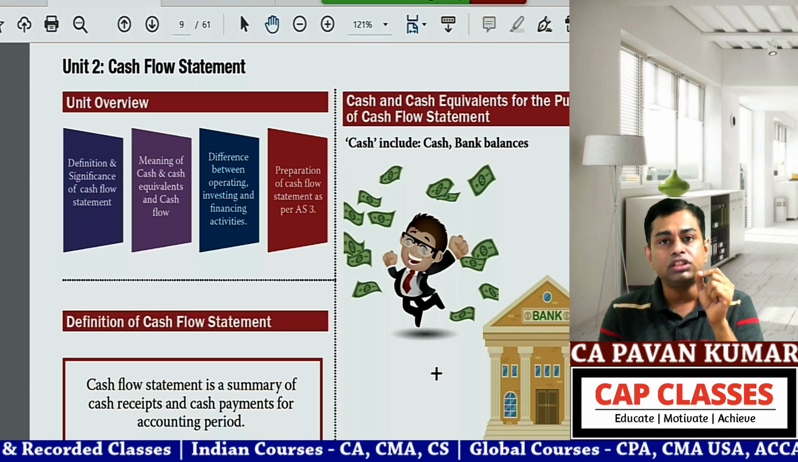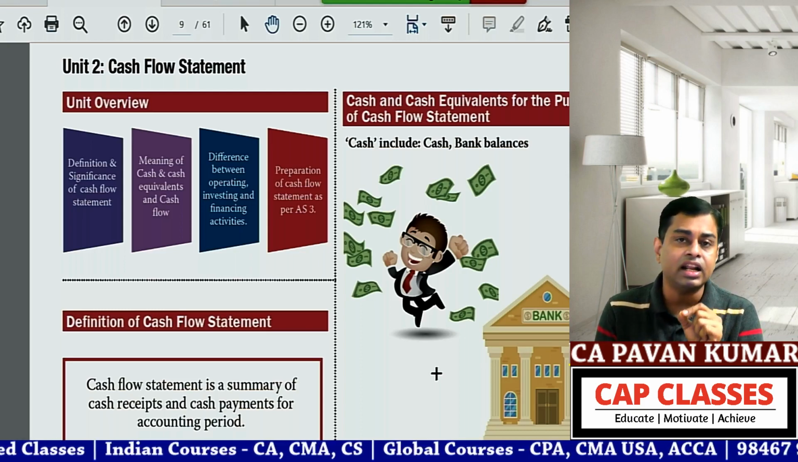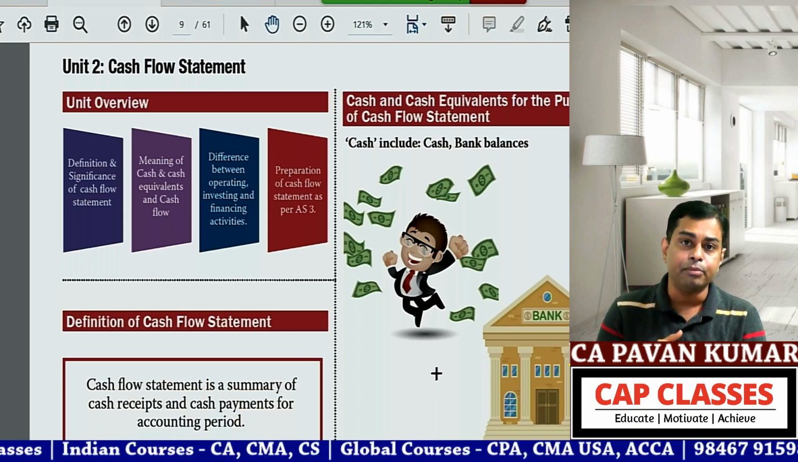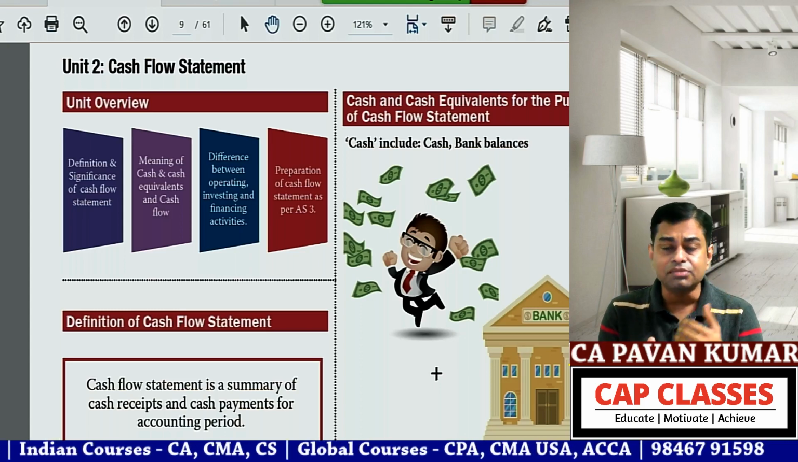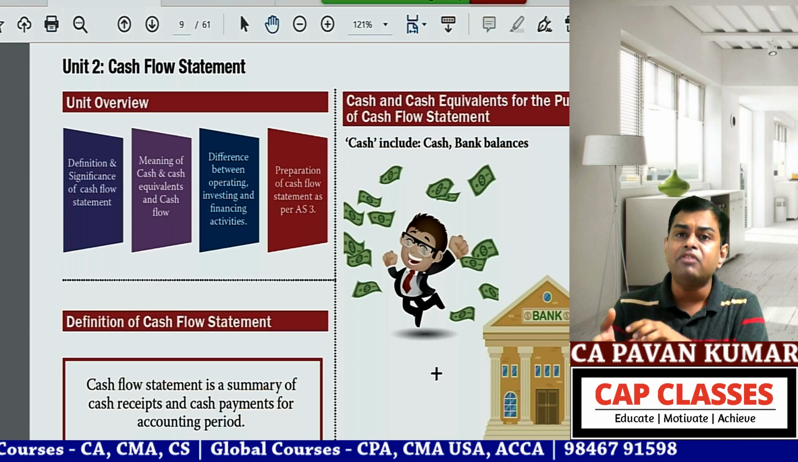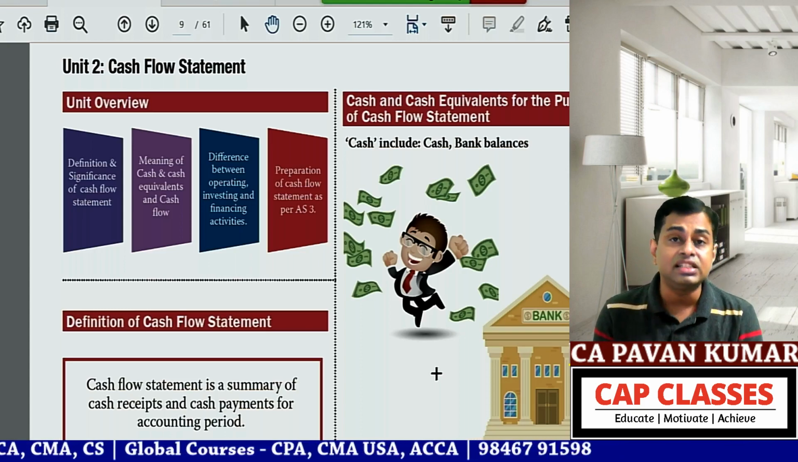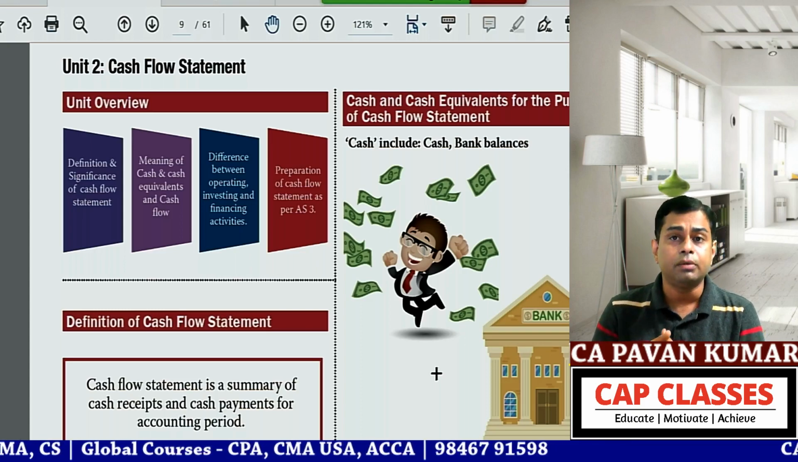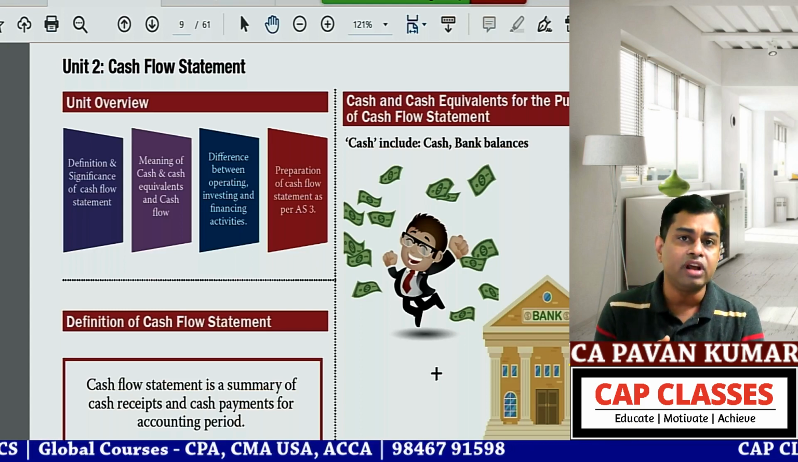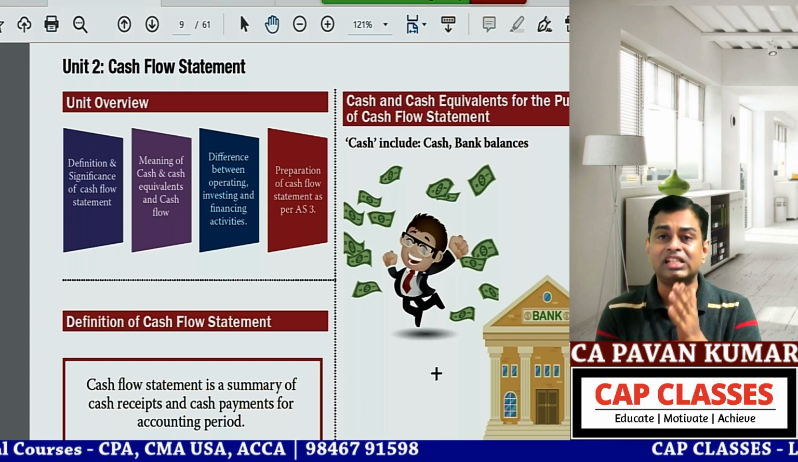So cash flow statement is also a mandatory part of financial statements of any company. If you are a listed company, it is mandatory. If you are a public limited company, it is mandatory. If you are a startup private limited company or a one-person company or a dormant company, there are certain exemptions from preparing cash flow statement. But a regular company, if you take a healthy company, preparation of cash flow statement is a must.